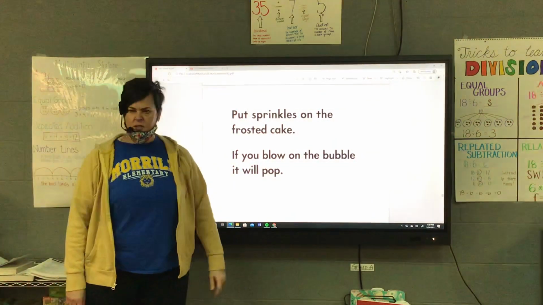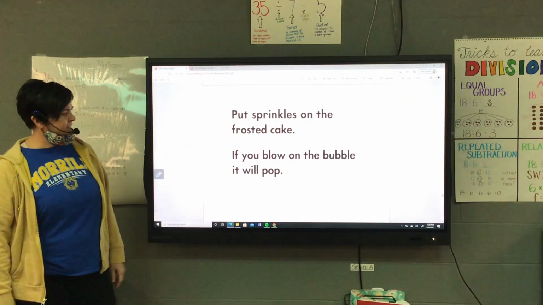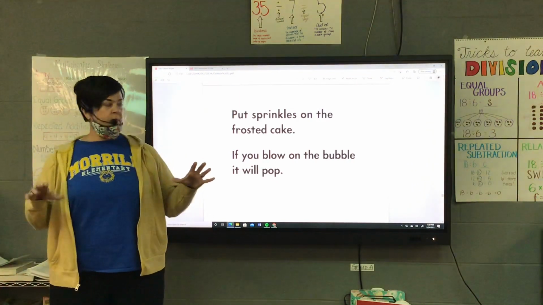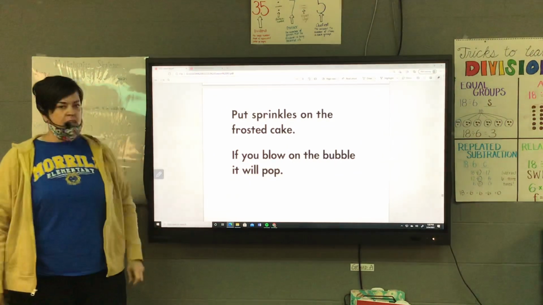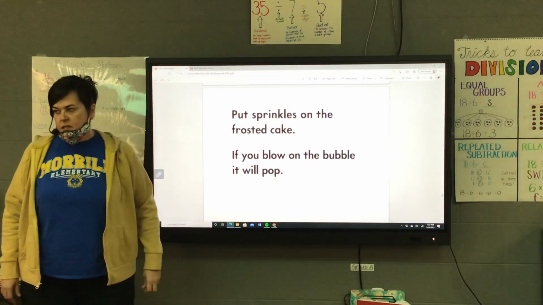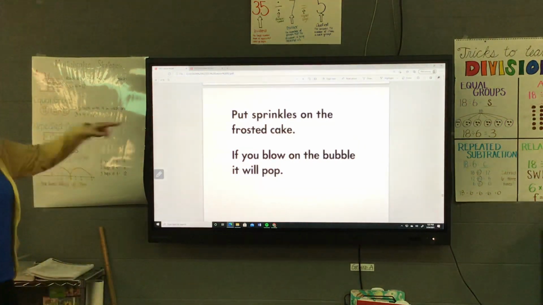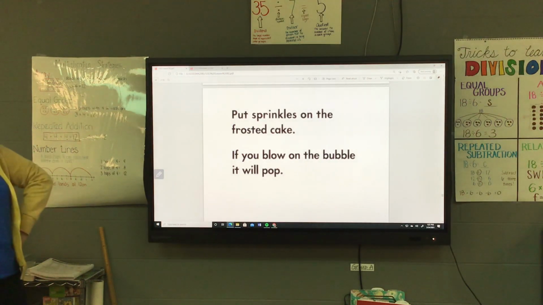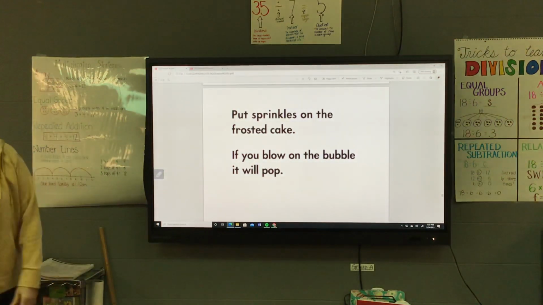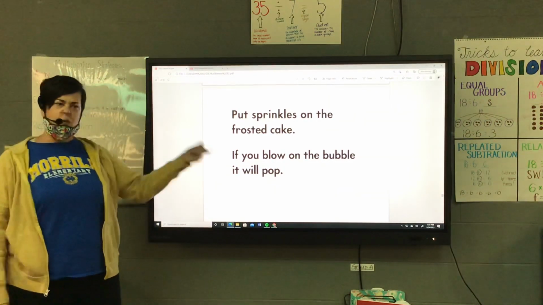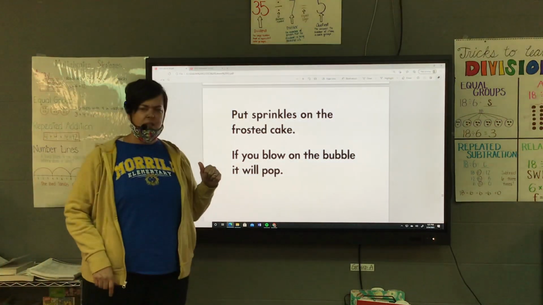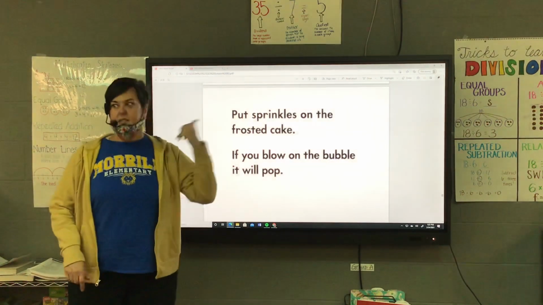Put sprinkles on the frosted cake. Let's read it smoothly. Put sprinkles on the frosted cake. Sound like a little kid with your squeakiest little kid voice you've got. Ready? Put sprinkles on the frosted cake. I about said chocolate cake. Not chocolate. That's not close to chocolate. What's that word? Tell Mrs. Lofink what that word is. Frosted. Thank you.